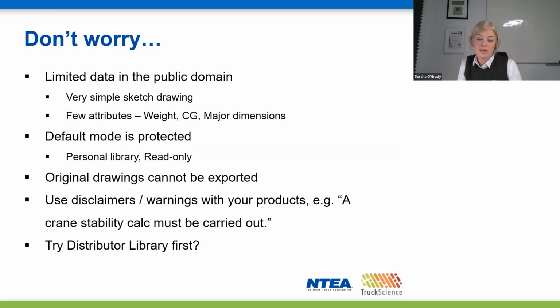So I guess, to allay your concerns or your fears, we would point out that there is limited data in the public domain anyway when they're added to Truck Science. It's a very simple sketch drawing. There is no DXF file available to be reverse engineered or downloaded. And there are very few attributes that are provided. Simple weight, center of gravity, and the major dimensions. Most of that information, or at least a lot of it, is already available on manufacturers' websites.